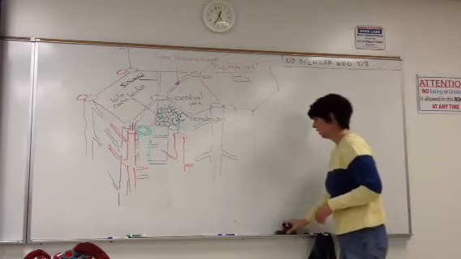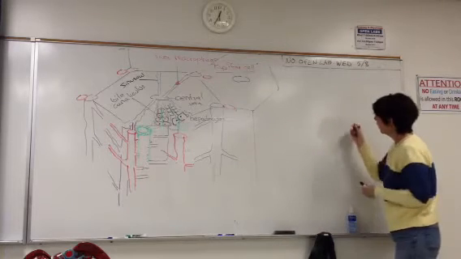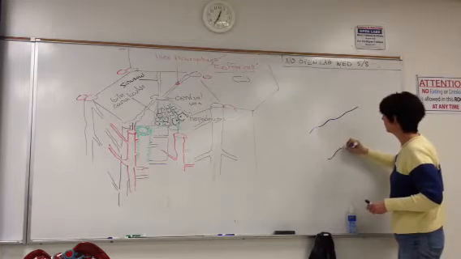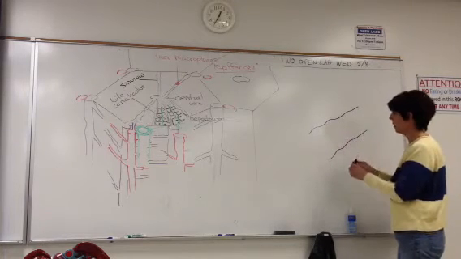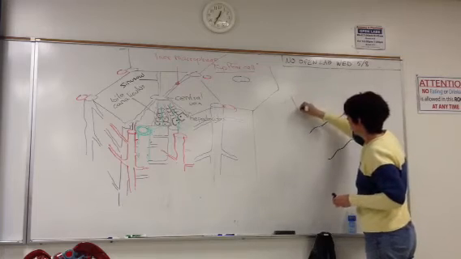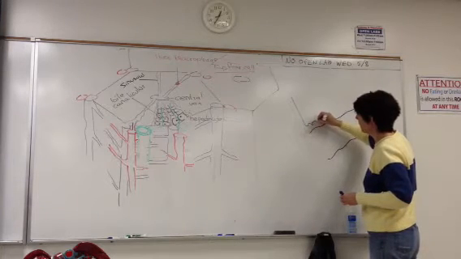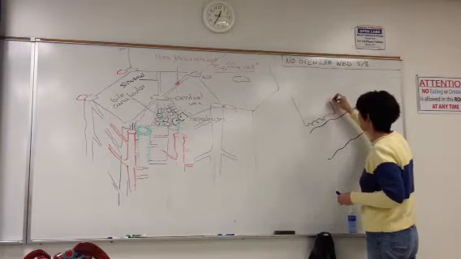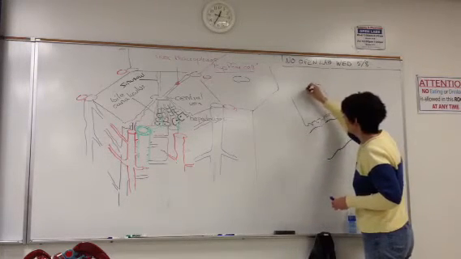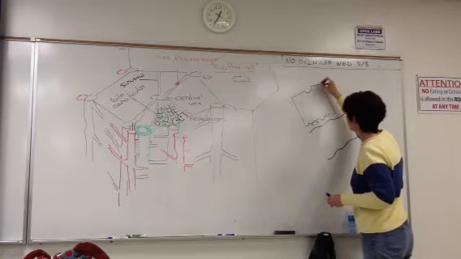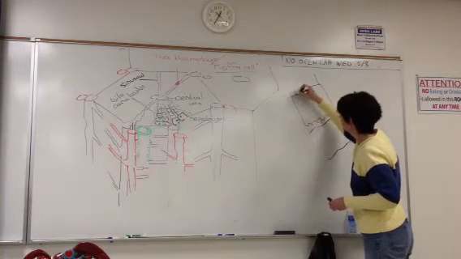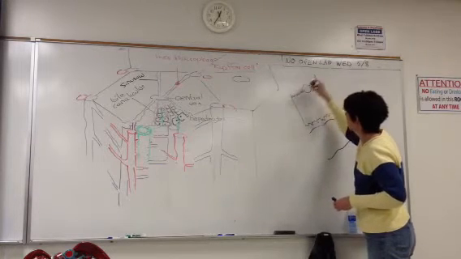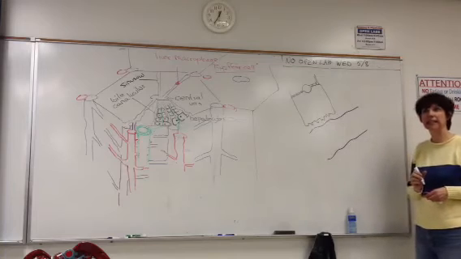Okay, so here would be a sinusoid. And here would be a hepatocyte. They don't have microvilli, but they have what are called microrugae or microfolds. That's not a term you need to know. And then here would be this gap and another cell here, tight junctions, but that would be the bile canaliculus.